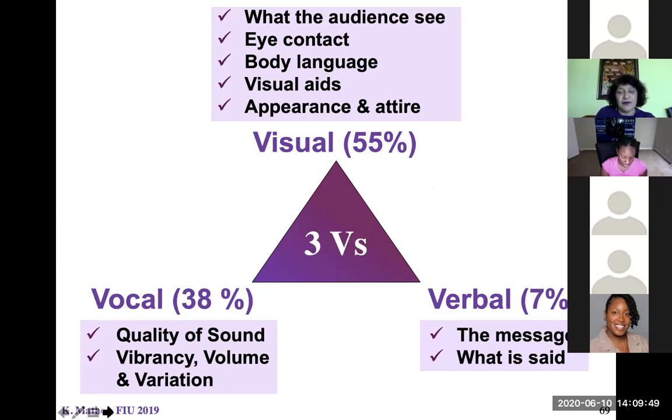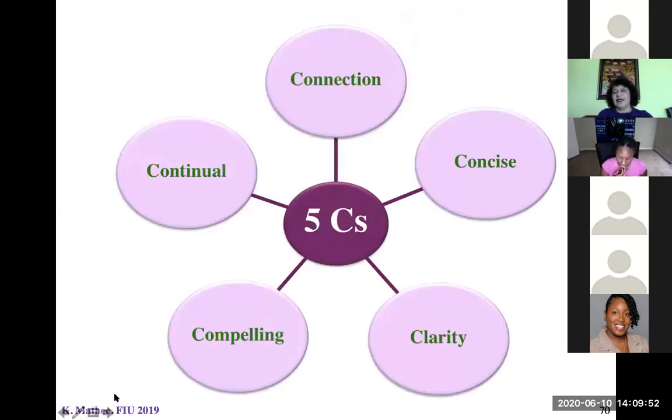So what about the 5 Cs? How you connect to the audience, how do you connect the slides, right? How concise you are with your words and the points, how clear in your communication, how compelling are you with your story? Why should they listen to you? Why is your research so important? How continual, how do you make these transitions? How well you tell the story continuously. So these are the 5 Cs when it comes to presentation, okay?